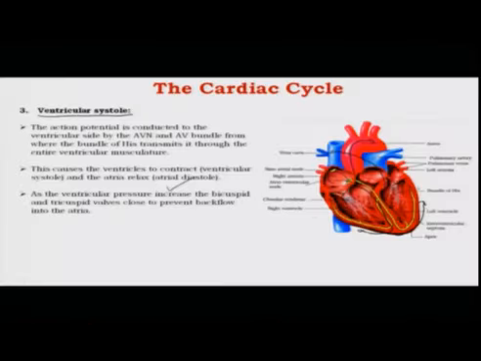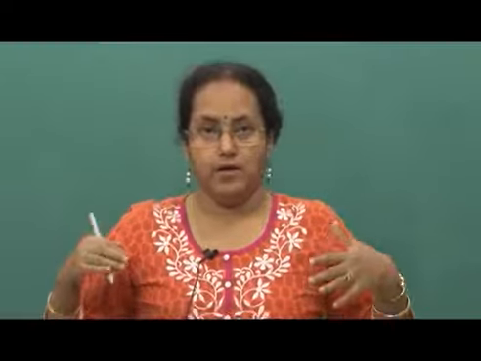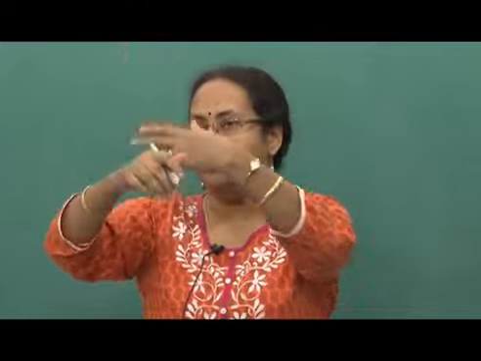So, the blood will now flow out, and this happens only because the semilunar valves are open. Right. So, the increasing pressure will cause the semilunar valves to open up, and the blood will now gush out through the pulmonary artery as well as the aorta. One goes to the lungs and the other goes to the systemic circulation.